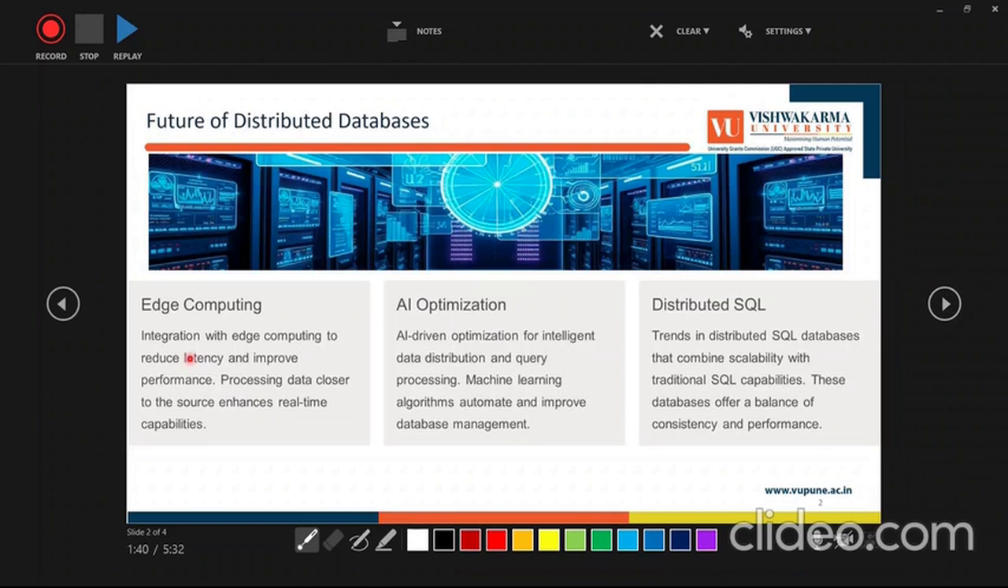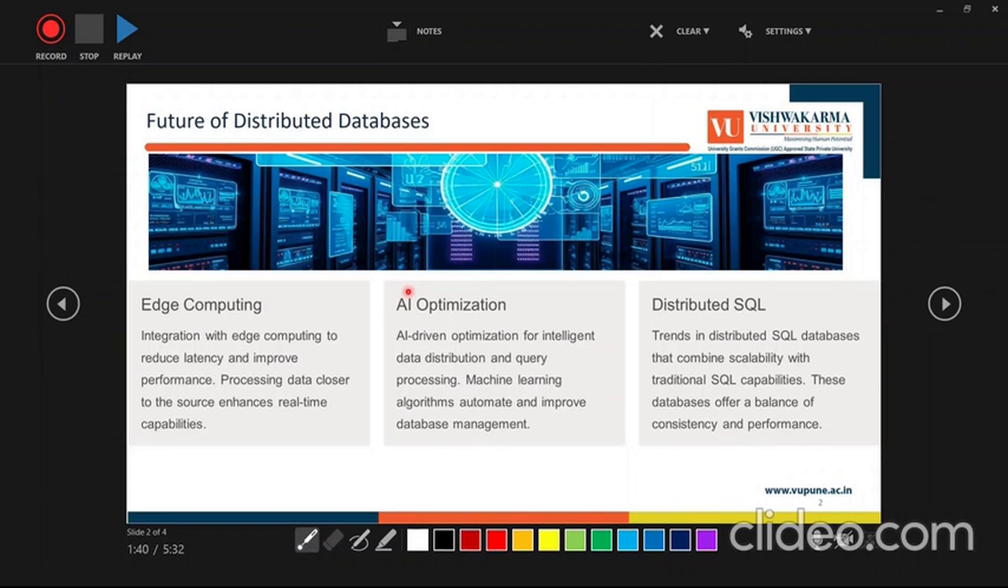After that, there is AI optimization. Currently we use AI everywhere. So in AI there is data distribution and query processing. Sometimes it gives you a solution in real time. If there is any query you have, then you can get an easy solution. There is a large amount of data which can be stored for AI optimization and machine learning algorithms. It also improves your database management.